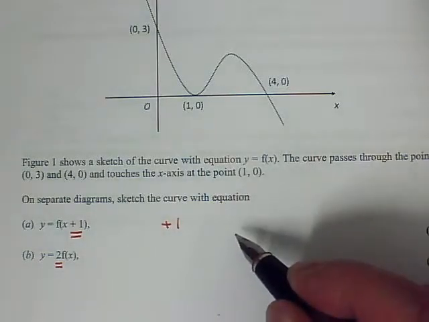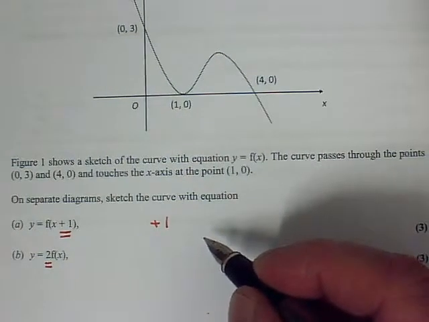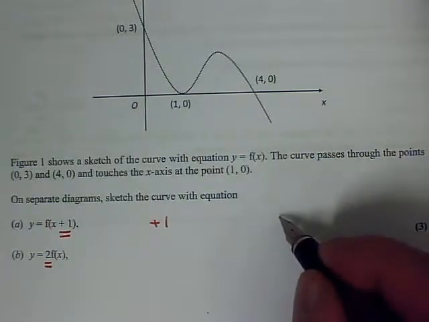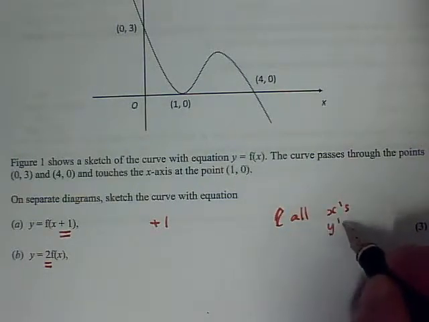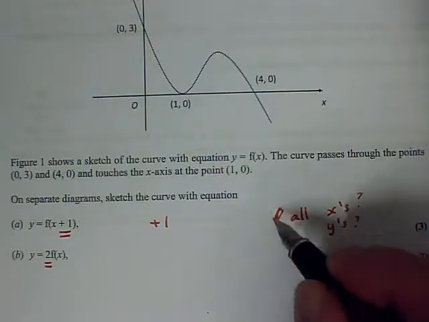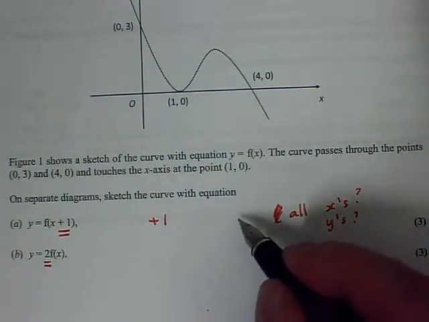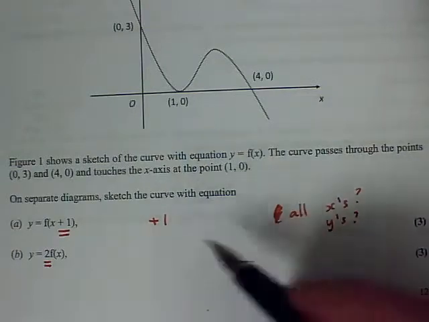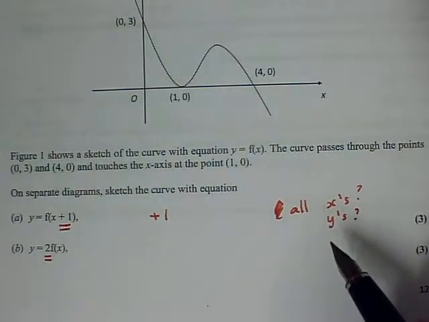So you ask yourself, is it a +1 inside or a +1 outside? Depending on whether it's a +1 inside or outside, does it change all x's or does it change all y's? You decide which. And then what does it do to all x's or all y's? Well, we're adding one, so is it going to be adding one to all the x's or y's, or taking one away? Use the rules we've done to decide what's affected and how.